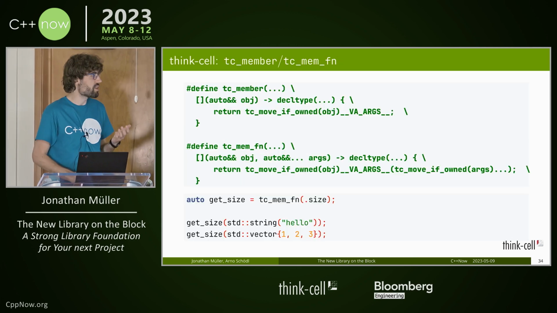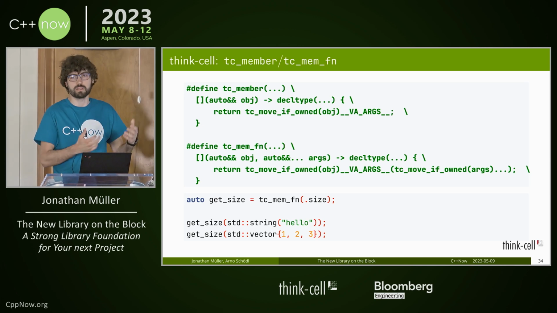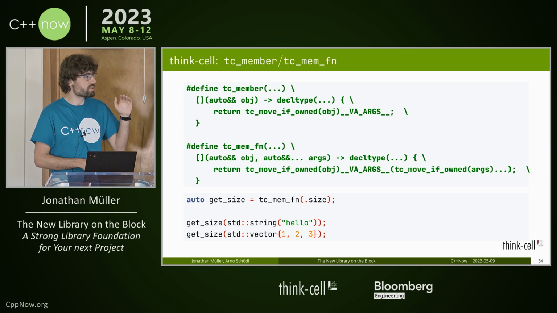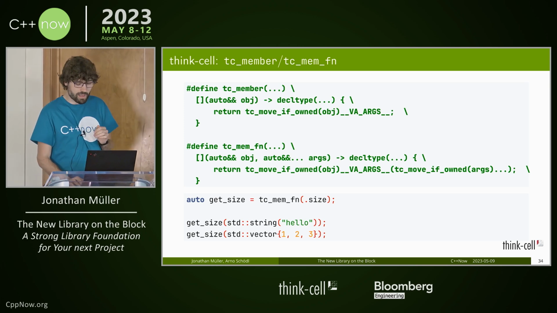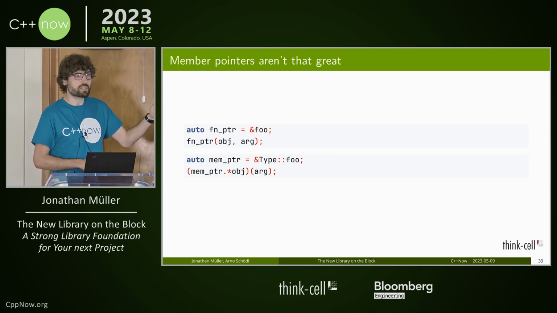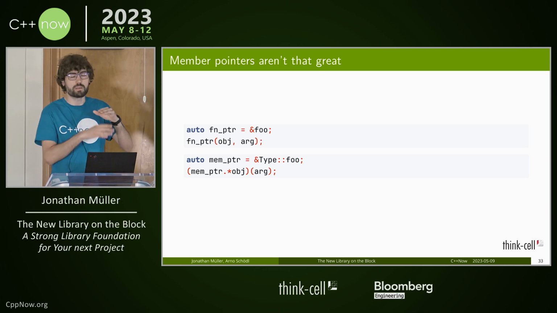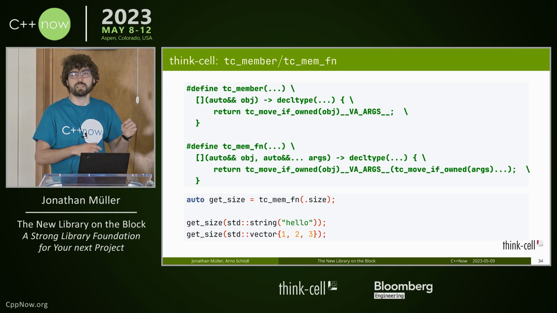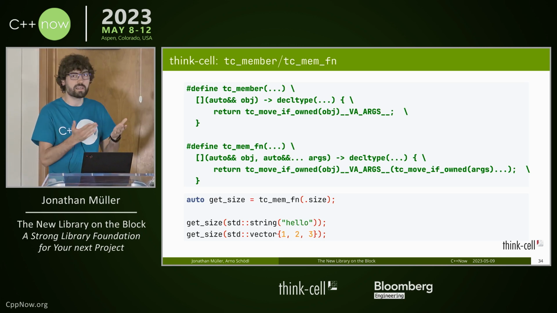So we also have macros for those that lift a member function pointer into the appropriate lambda. We've got two versions, one for member data pointers and one for member function pointers. And note that unlike, for example, the regular function pointer, we have to say type, colon, colon, and then the member. Here you could just say dot size or arrow size, and it will work on any type that has a size function.